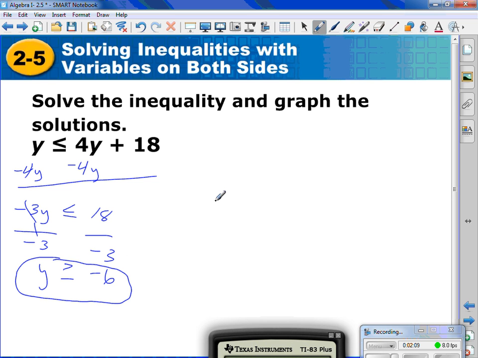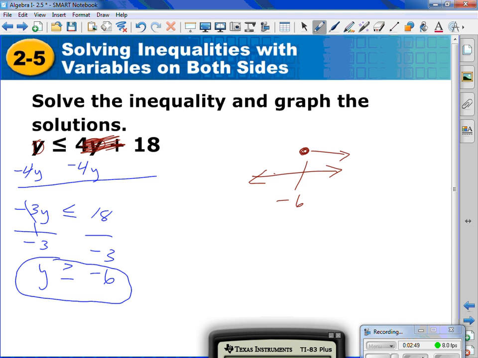When I graph negative 6, this one's going to be closed, and it's going to go to the right. Give me the best number to the right. 0. If I put in 0, it means I get 0 here. 0 times anything is 0, so I just have 18 over here. Is 0 less than 18? I know I'm correct. By graphing and actually checking my work, I know I did it correctly. If I wouldn't have flipped it, it would have had a number less than negative 6.